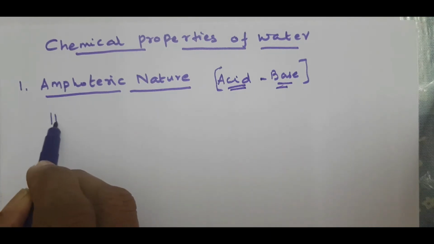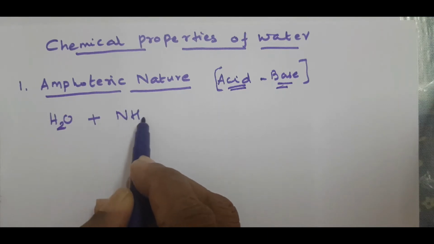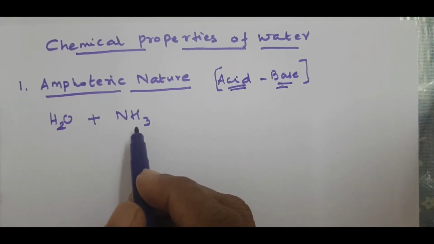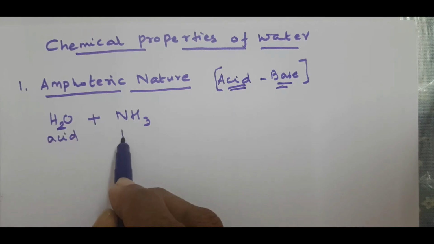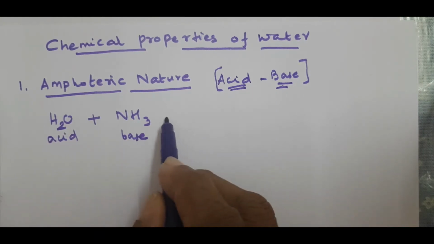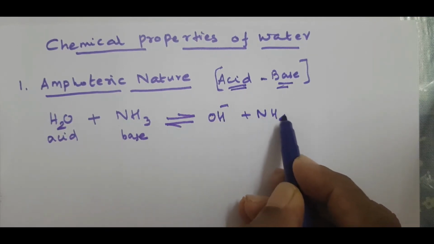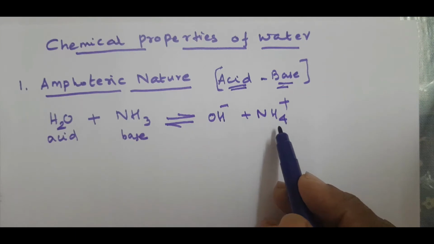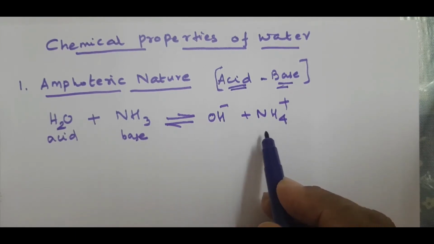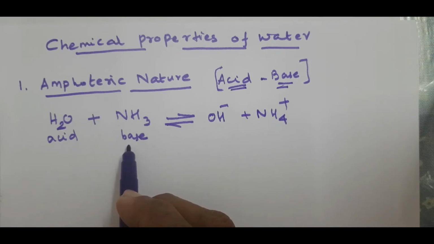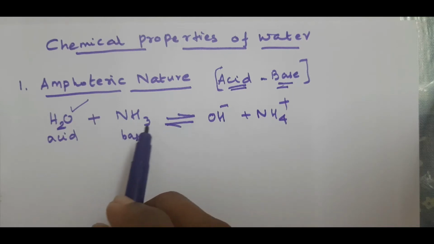See, in the reaction we have already studied in equilibrium, that is H2O plus NH3. When it reacts with ammonia, it acts as an acid. And ammonia, you know, is a base. And it forms OH minus plus NH4 plus. That means this is the conjugate base and this is the conjugate acid of this. Correct, you know that. So in this reaction, water acts as an acid.